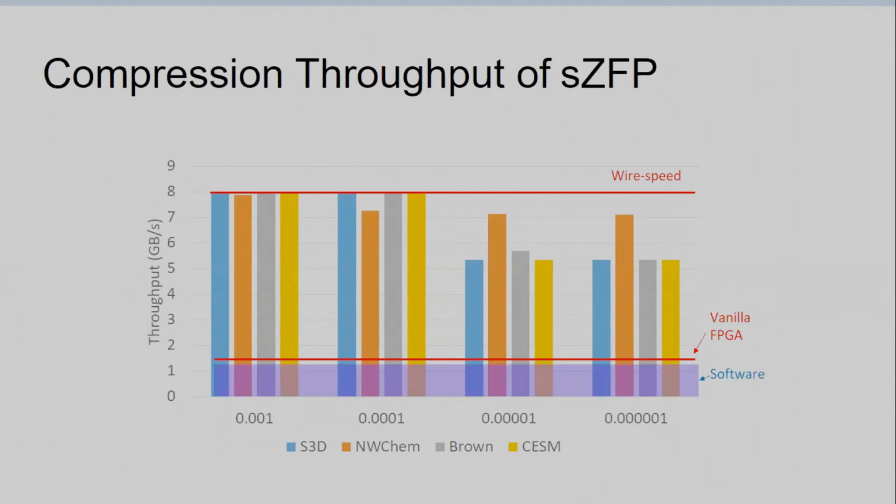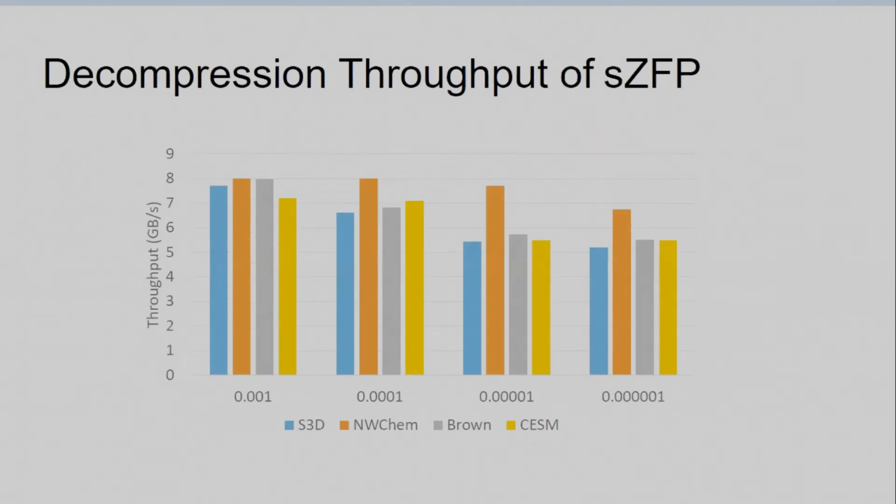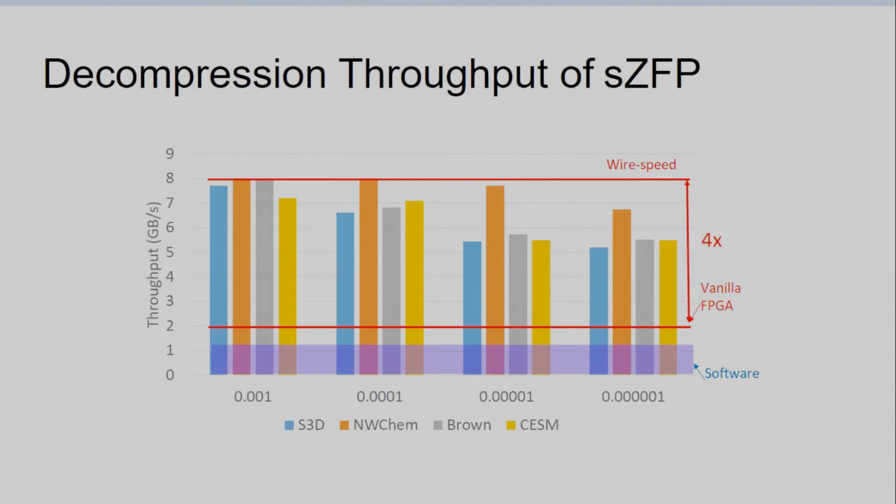We also show the throughputs of the software ZFP. So we can see our SZFP can provide up to 7 times higher throughput than a vanilla FPGA. This figure shows the decompression throughput of our SZFP. Similarly, our SZFP can provide up to 4 times higher throughput than vanilla FPGA.